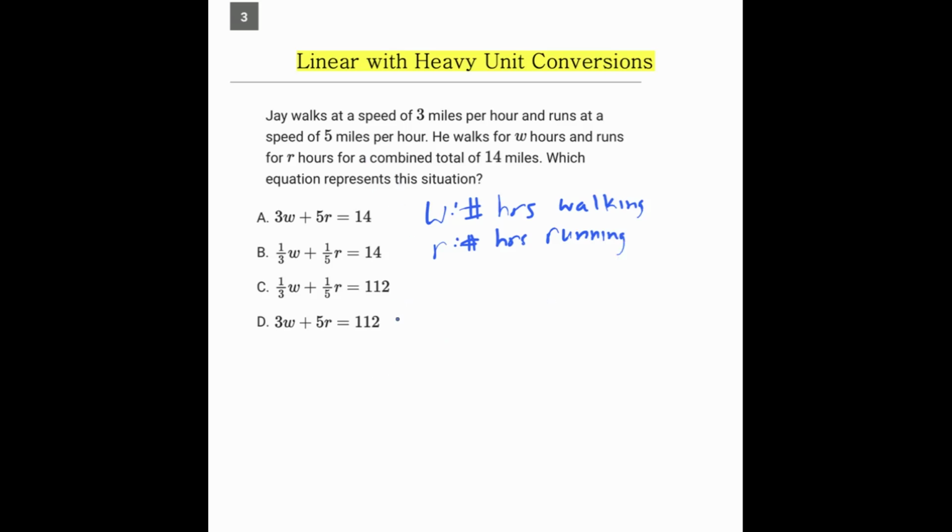So if we lay out the 3 miles per hour, and that's 3 miles per hour walking, so we'll combine that with the number of hours walking, and so that's W hours over 1, because any number is itself over 1. And the thing to notice is that the hours cancel with hours.